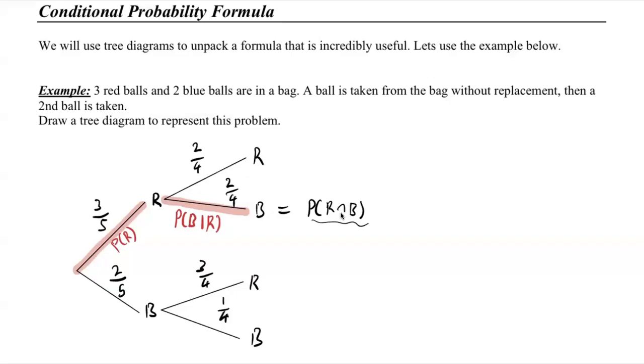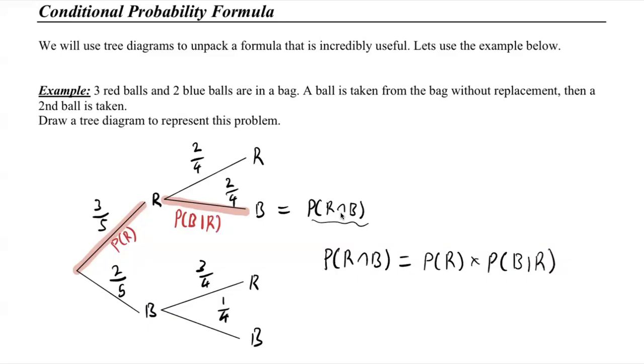As we go along the branch, we're going to use that probability, which is P of R, multiplied by that probability, which is P of B given R, and that's going to give us our resultant probability overall. So we end up with this. The probability of a red and a blue is equal to the probability of red times the probability of blue, given that a red has already occurred.